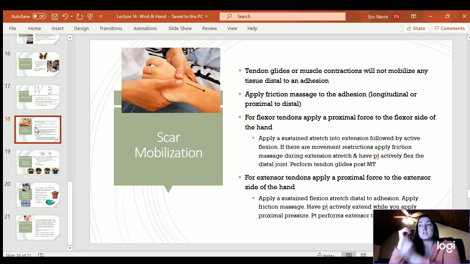And then for the extensor, it's the same thing. It's just on the opposite side of the hand. Still a proximal force. It's on the extensor side of the hand. You'll start in a flexed position. You can use your friction massage in that position and then have them actively extend while you're doing a proximal pressure to help them towards that position, and afterwards do tendon glides. Either way, it's a proximal pressure. It just changes which side of the hand you're on. If it's a flexor tendon, you're on the flexor side. If it's an extensor tendon, you're on the extensor side.